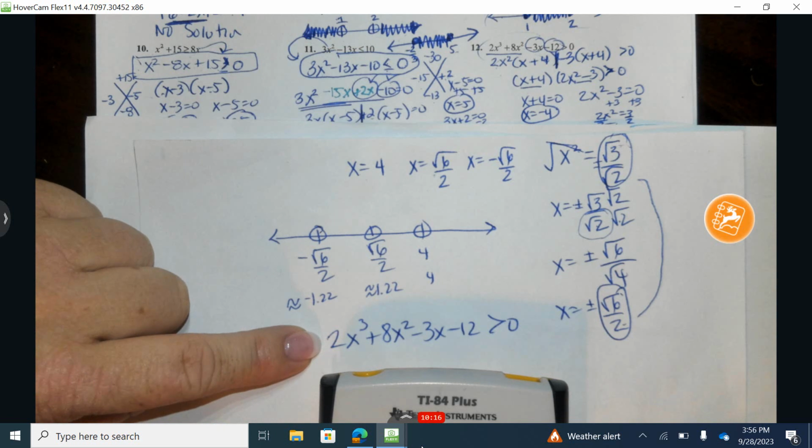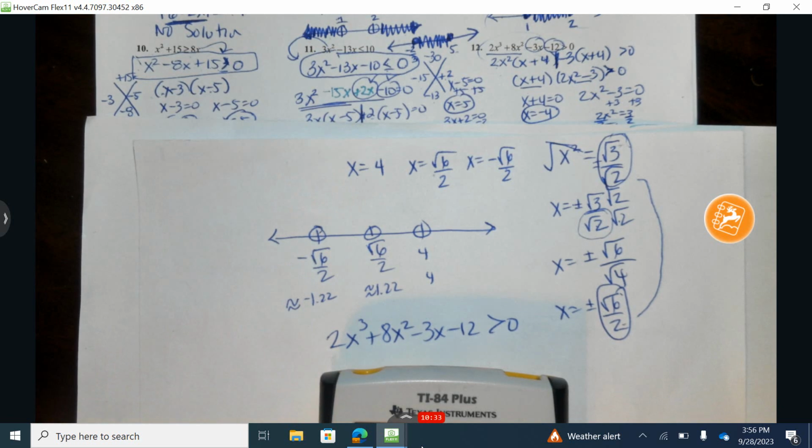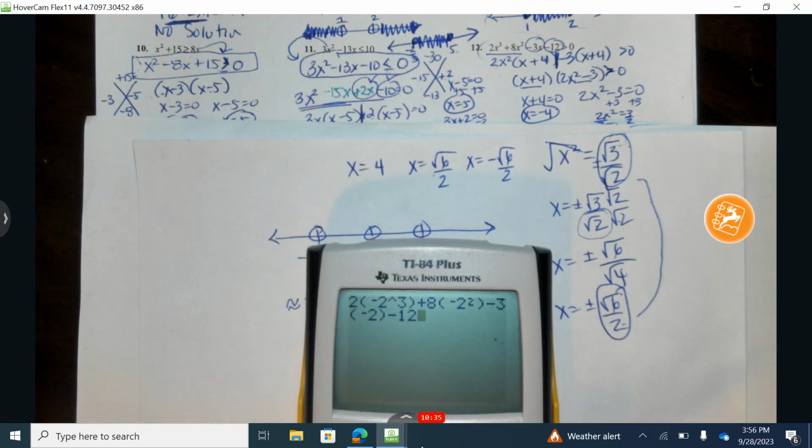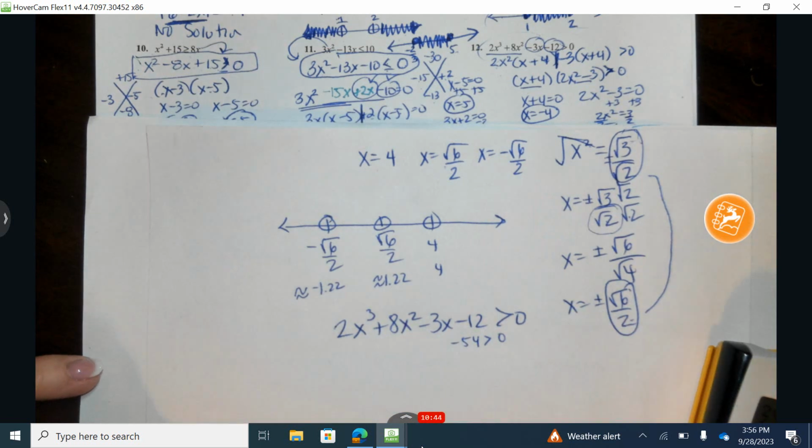And I may have to put this in parentheses because this is the old school type of calculator. So -2 raised to the third, plus 8 times -2 squared, minus 3 times -2, minus 12. All right, so I plugged in everything. Again, these are old school compared to what you get to use in the classroom, and I get a value of -54. Is -54 greater than 0? Not a true statement, so I'm not going to shade right here.